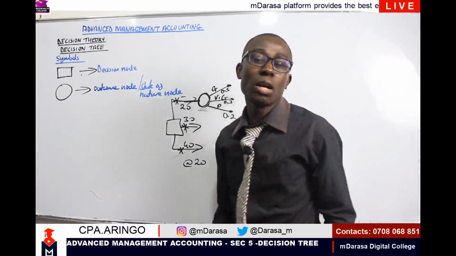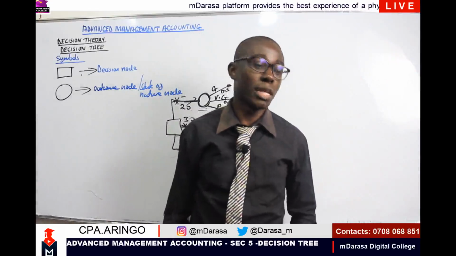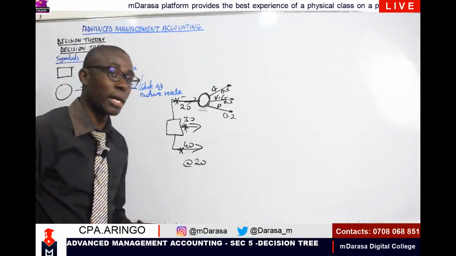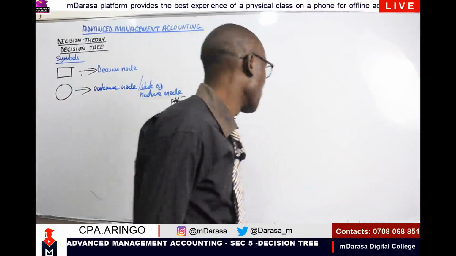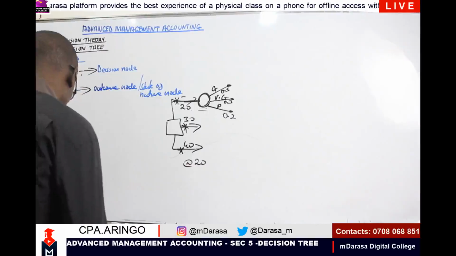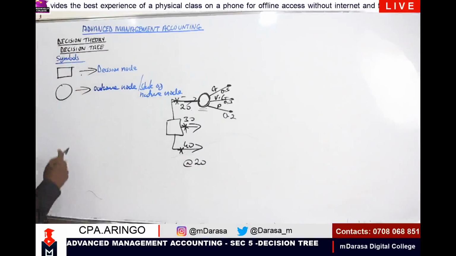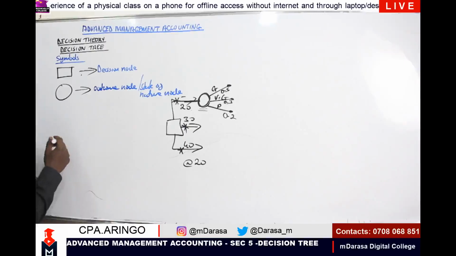Now, another concept we should understand is the steps we need to follow while preparing our decision tree. This will also guide us very well. So that takes us to steps in solving problems with decision trees.